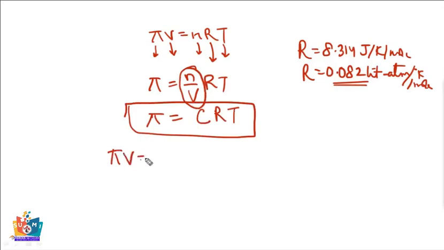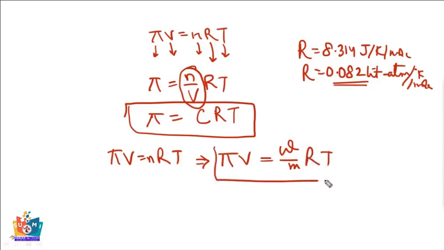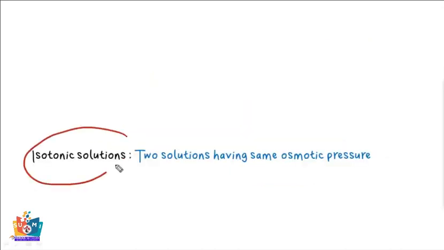Similarly, pi V equal to NRT can also be converted as pi V equal to W by M into RT. As you all know, the number of moles is equivalent to the weight of the solute divided by the molecular weight of the solute. So you can get several relations in this manner. What are isotonic solutions?